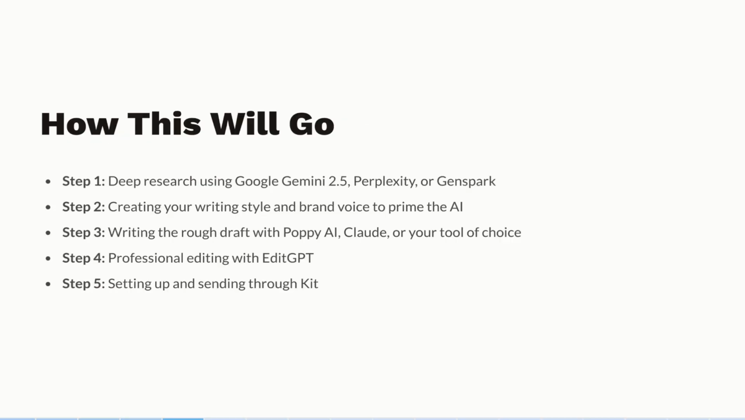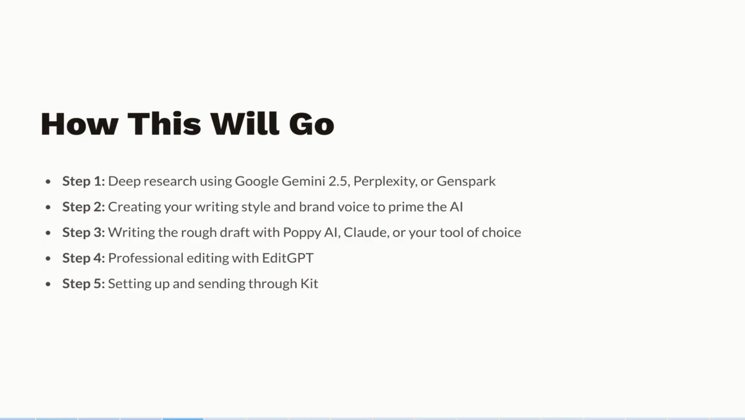Number one, we're going to be using deep research once we know our topic. Once we've done our research, we're going to create our writing style and our brand voice to prime the AI. And from here, we're going to start writing the rough draft using an AI tool. This could be Poppy AI, Claude, or your tool of choice.